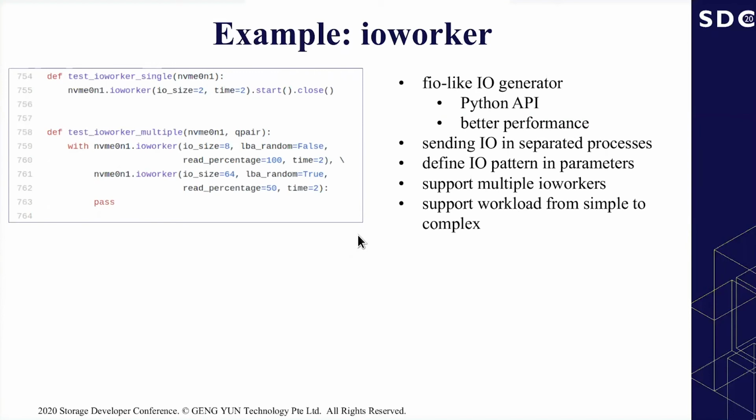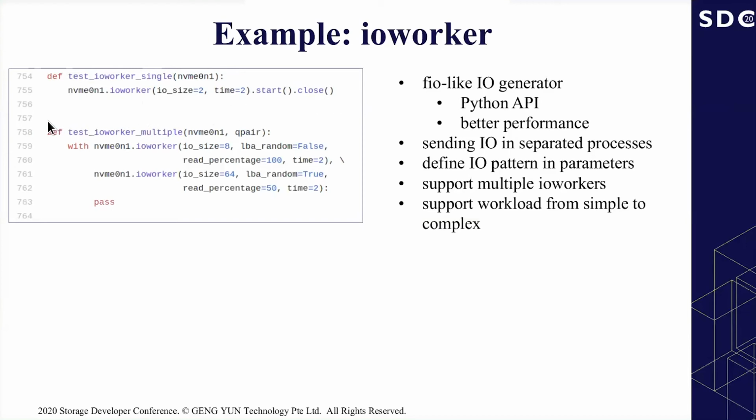Pynvme provides the third way to send IO, that is ioworker. It is something like FIO, with a much easier API to use and better performance. ioworker is a separate process. In this single line, we construct the ioworker, start the process, and wait for its completion.